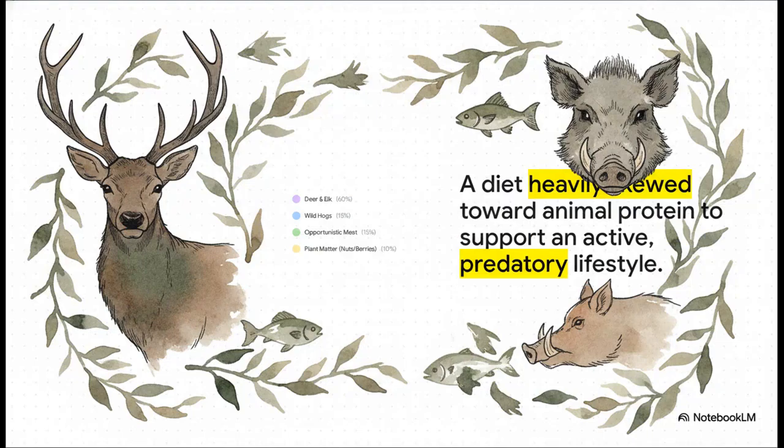So what is it hunting? Well, its diet is overwhelmingly carnivorous. The sources suggest big game like deer and elk make up most of its caloric intake, supplemented by wild hogs and pretty much whatever else it can catch. This is the kind of fuel you need for an active, predatory lifestyle.